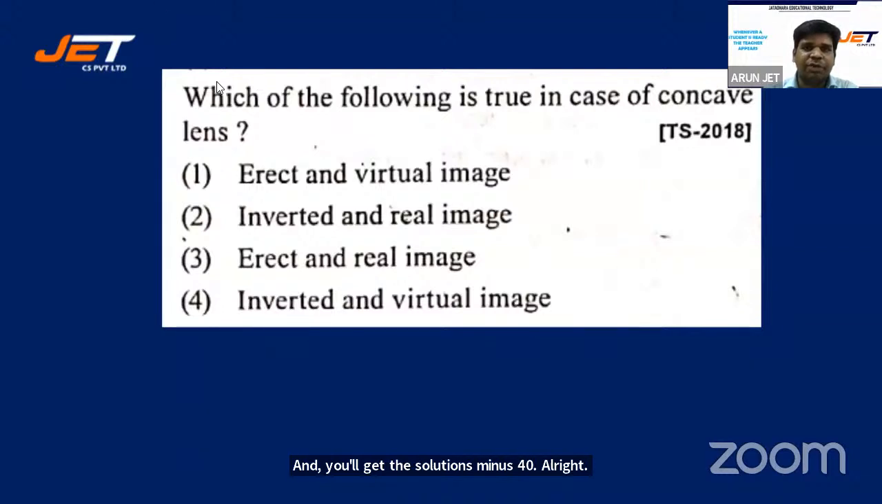Look at this one. Which of the following is true in the case of concave lens? Erect and virtual image is formed, inverted and real image is formed, erect and real image, inverted and virtual image. This is the 10th level, students.